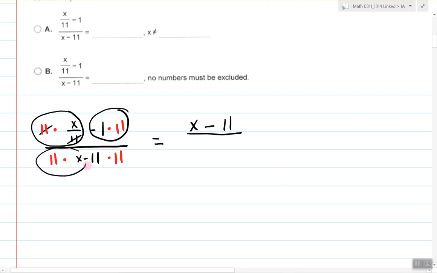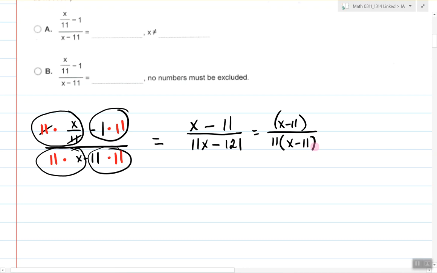The denominator, I have 11 times 11 times x, which is 11x. Then I have a minus sign. 11 times 11 is 121. This is no longer a complex fraction, but it may be a fraction I can reduce. So I will ask, can I factor the numerator? The answer is no. Can I factor the denominator? The answer is yes. Factor out the 11.